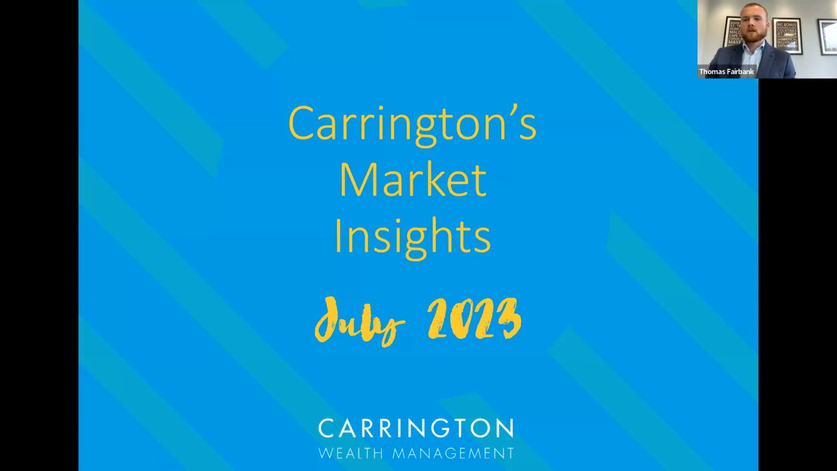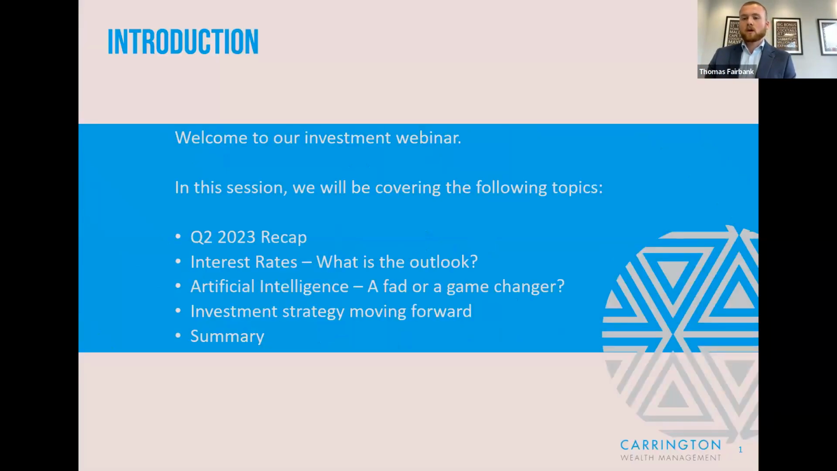For those of you who are new to joining, the Carrington Markets Insight is a quarterly webinar we do, giving our thoughts on the quarter we've just had, reflecting on some key topics and also our portfolios. And then we also tend to talk about some different themes that are going on at the moment in markets and how we're playing them within our portfolios. So for today's webinar, we'll do a quick recap of the quarter just gone. We'll have a discussion on interest rates and what the outlook is, which has been an ongoing theme now for quite a while, but is still very prevalent today.